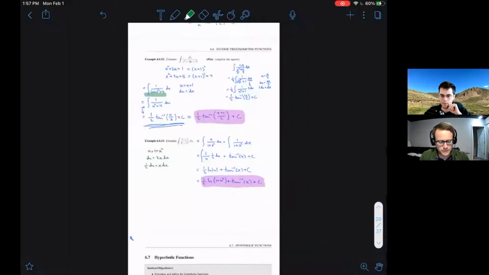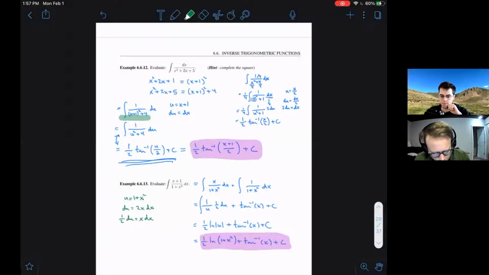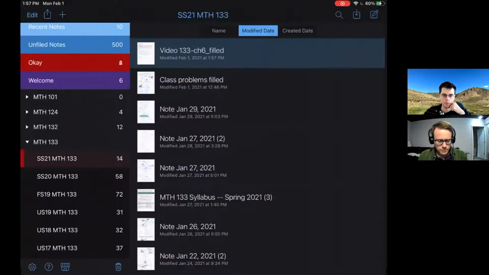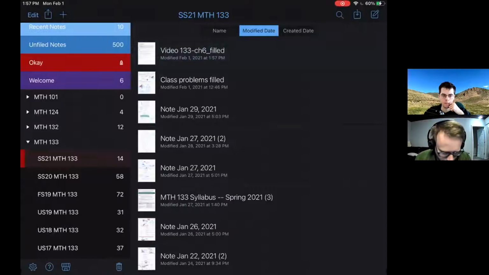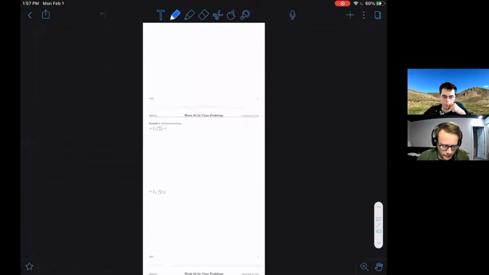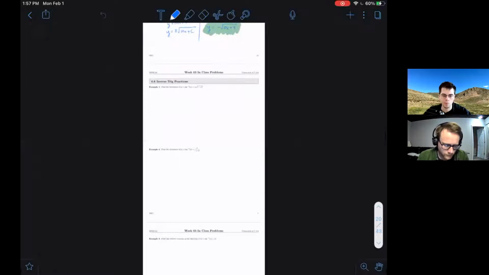Well, with that, let's go ahead and transition then. Oops. I don't know why my... oh, there it is. Apple Pencil wasn't working for some reason. Let's get into the problems for today.